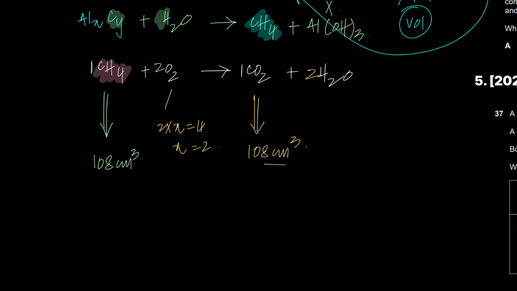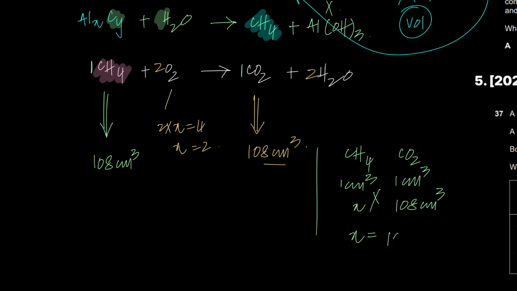Because even if you're very bad at math, you could say, hey, you have methane, you have carbon dioxide, 1 cm cube of methane is going to give you 1 cm cube of carbon dioxide. So if you have 108 cm cube of carbon dioxide, how much methane would have produced this 108? The same, 108 cm cube. So now I have the volume of methane, right?